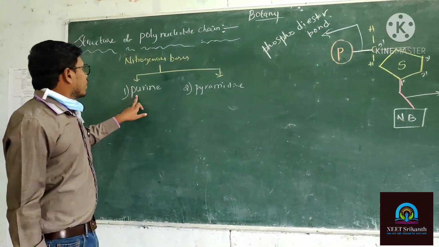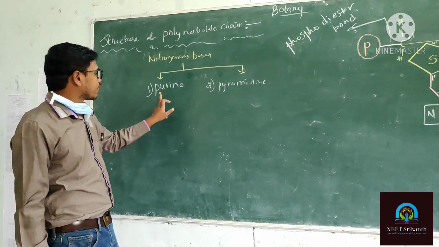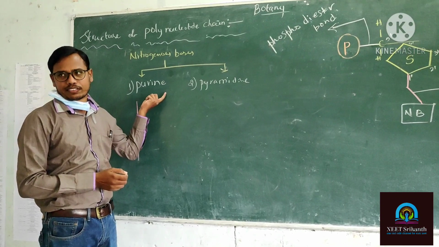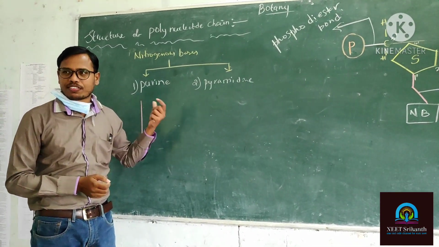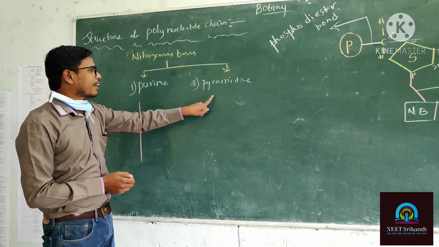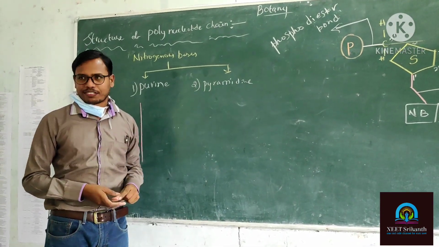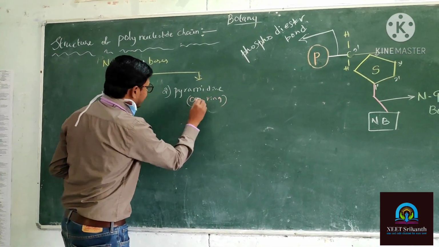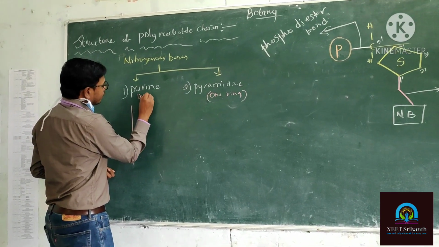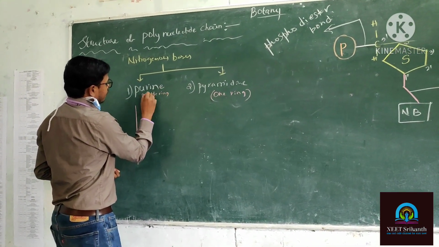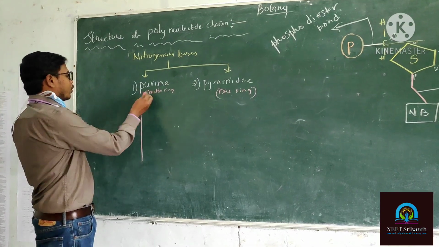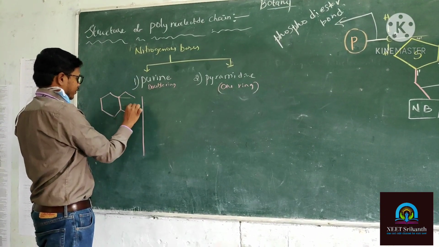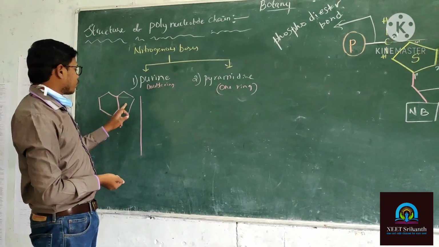What are they? Nitrogen bases are 2 types. First one is purine, and what is the second one? Pyrimidine. So purine has 2 rings, a double ring structure, whereas pyrimidine has only 1 ring, a single ring structure. For example, you can observe that purine has a benzene-like structure and also an imidazole-like structure.